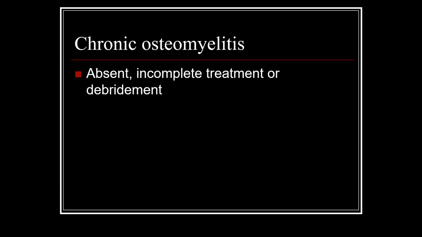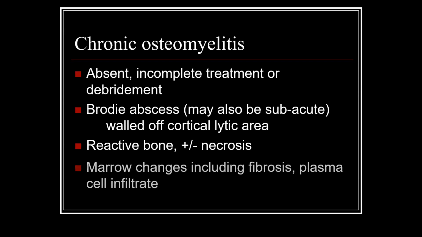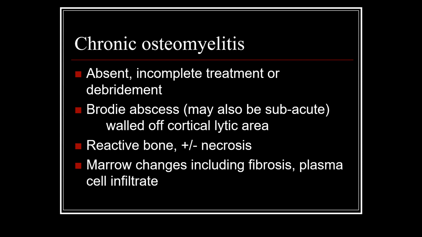Chronic osteomyelitis has a very different appearance, and that's usually associated with a setting where you have incomplete debridement or treatment. This may lead you either to a Brody abscess, which is sort of a walled-off abscess, which can be a mixture of some acute and some chronic, or just a more reactive bone with maybe a minimal amount of necrosis and sort of a fibrotic marrow appearance with some plasmacytic infiltrate, variable amounts of that. So this can be somewhat challenging if you're not thinking of this in the right setting.